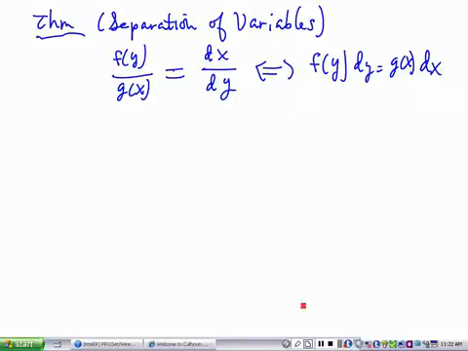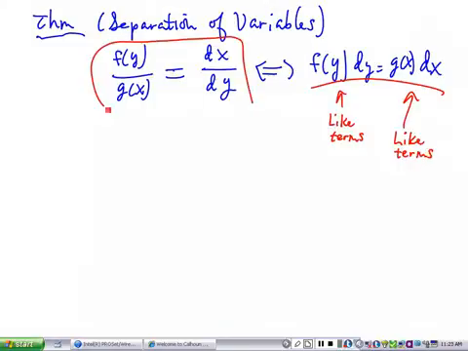Here the variables are said to be separable in that the terms are alike. So we have like terms there, and also like terms over here. It may be written differently than this, but the goal is, are you able to separate, to get the y's with dy and the x's with dx? If you can do that, then you have established the idea of separation of variables, and the variables are said to be separable.